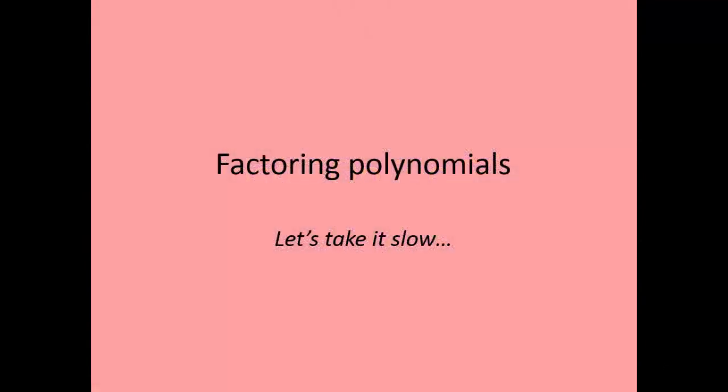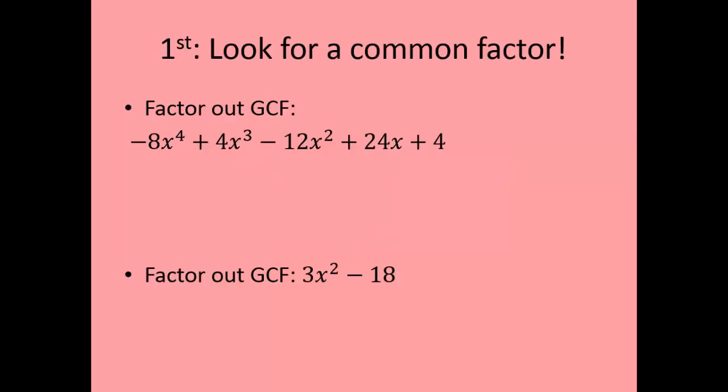Factoring polynomials is thinking about them a whole different way, so we're going to take this pretty slow. The first kind of factoring you need to know is how to pull out a greatest common factor from each term. This is distributive property in reverse. So here's an example.